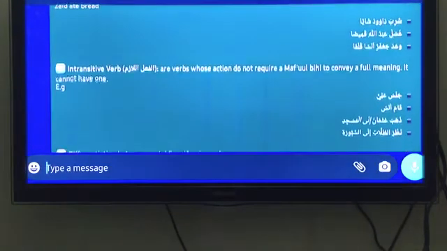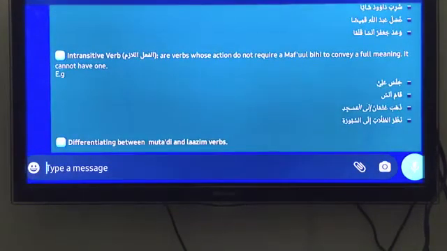Now, intransitive verbs. These are verbs that do not require maf'ul bihi to deliver the full meaning of the sentence. So, example: jalasa aliyun. Ali sat. It is complete. Another example: qama anasun.